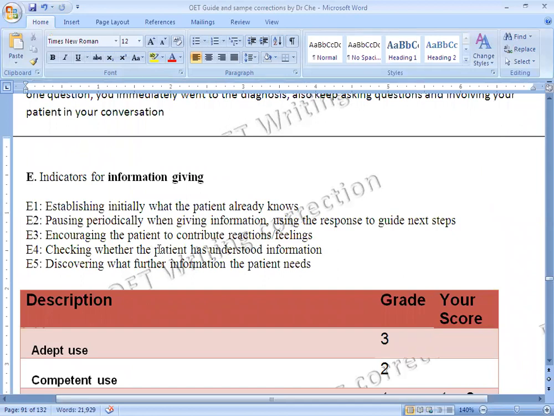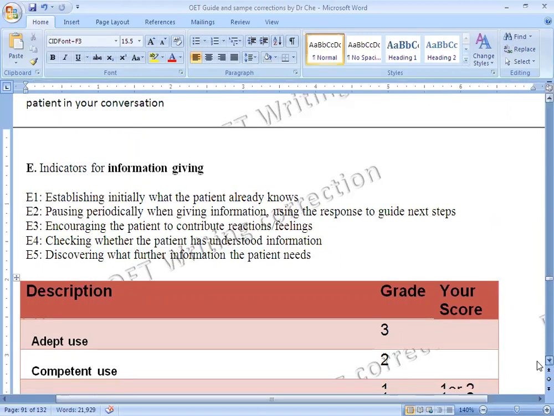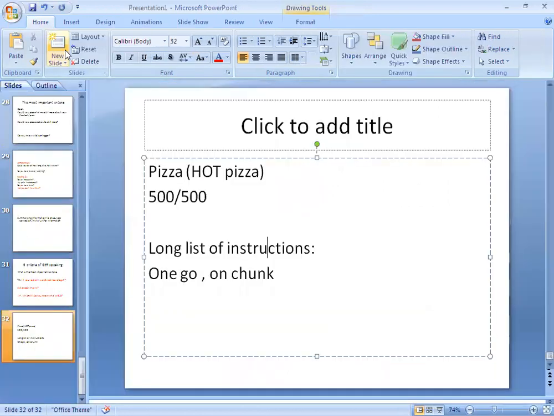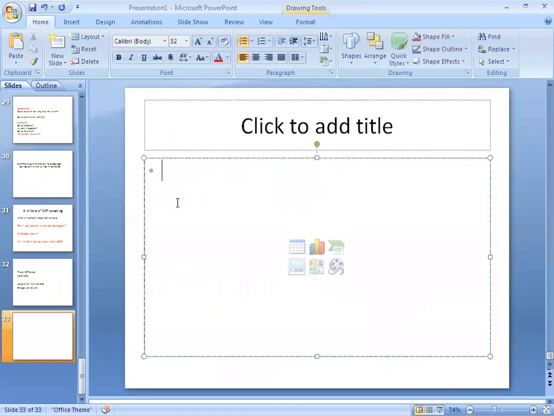Keep asking, and be guided by the patient's response. He is saying, yes, okay, yes. And discover further information that the patient needs. So just leave it, okay? So if you get 2 out of 3 in each clinical communication criteria and 5 out of 6 in each linguistic criteria, then you should be happy because you will get B grade. A is by eating the complete pizza in one go. Then you will get A grade.